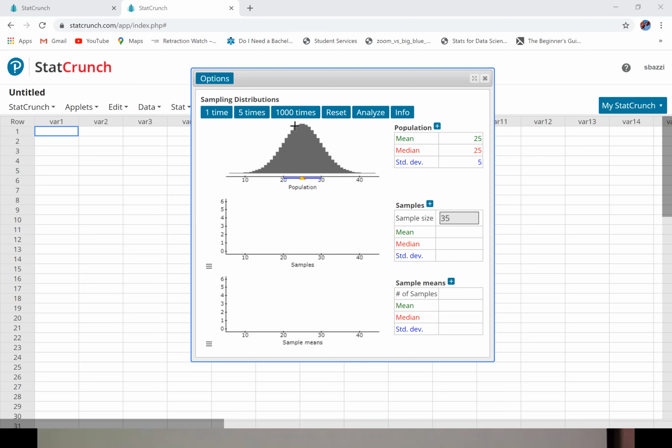So we have this population. As you can see, this population is bell-shaped. It's normal. It has a mean of 25 and a standard deviation of 5. What we're going to do is collect samples of size 35 from this population. So each sample has 35 items in it. And we're going to pick thousands of them. So this is 1,000 times.